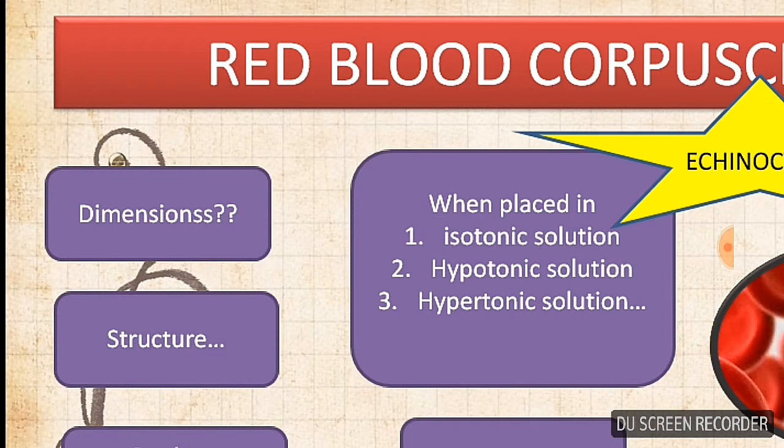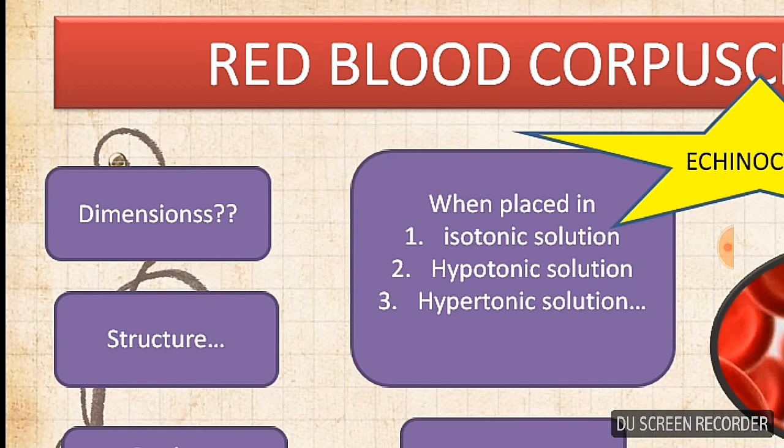The cells absorb the water. And what happens when any cell absorbs water? It swells. So after swelling to the maximum size, what happens? It bursts. So here it is a red blood corpuscle. What happens when it is placed in a hypotonic solution? It undergoes hemolysis. Remember, when a red blood corpuscle is in hypotonic solution, it undergoes hemolysis.